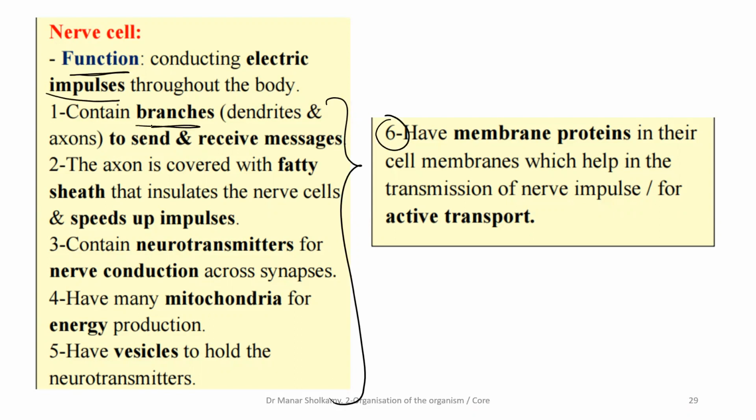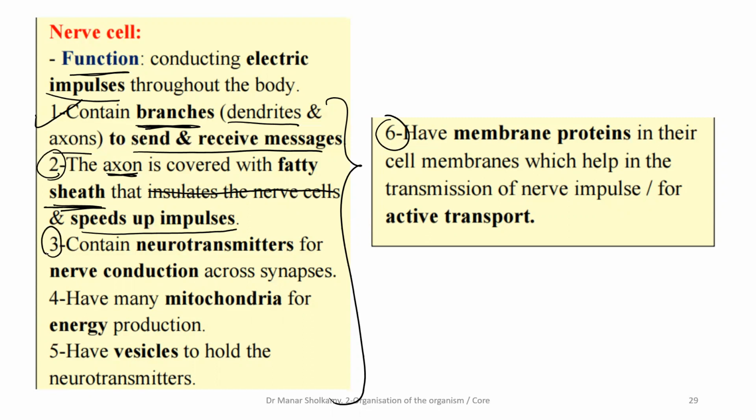It contains branches called dendrites and axons that will send and receive messages. I think 1 is clear. 2, the axon is covered with fatty sheath that insulates the nerve cells and speeds up impulses. I will make things simpler. You can memorize it like this. The axon is covered with fatty cells that speed up impulses. You can forget insulates the nerve cells. Okay, you will still get the grade for that if you say that the fat cells will help in the transmission of impulses.